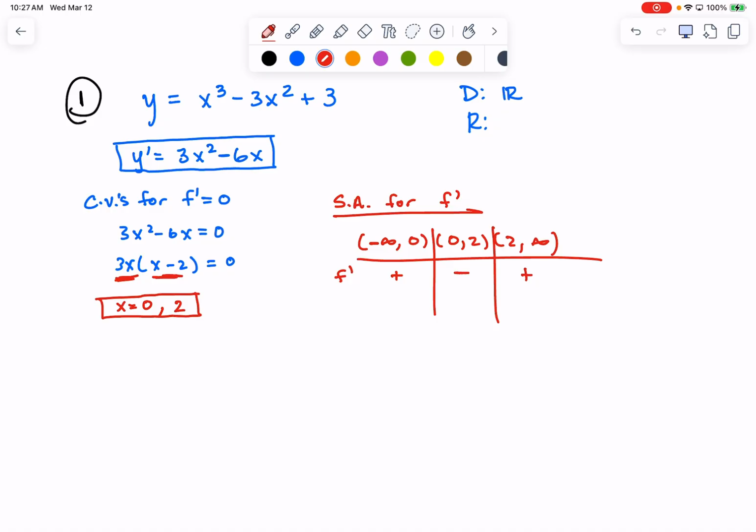Now you can go ahead and, it's probably a good idea to label this so that I can write out my answer correctly. Increasing, decreasing, increasing. And you are allowed to abbreviate.